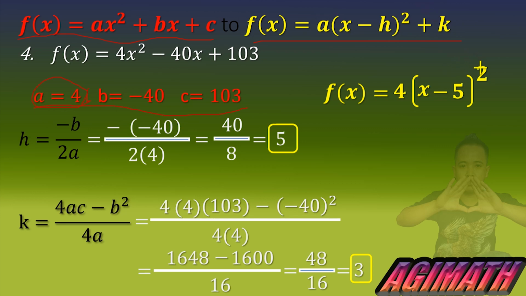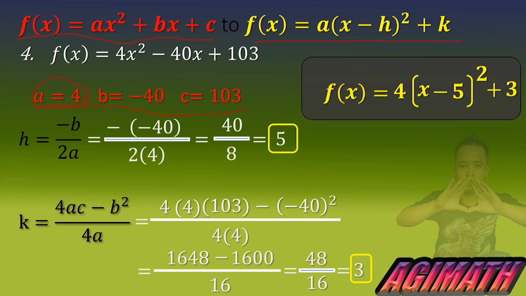And then after that, just follow the form. You will have plus, and then k. k is equal to 3. So that's it. So f of x equals 4 times the quantity x minus 5 squared plus 3. So that's our final answer. Okay, on the next slide, we are going to transform this one back to the standard form.